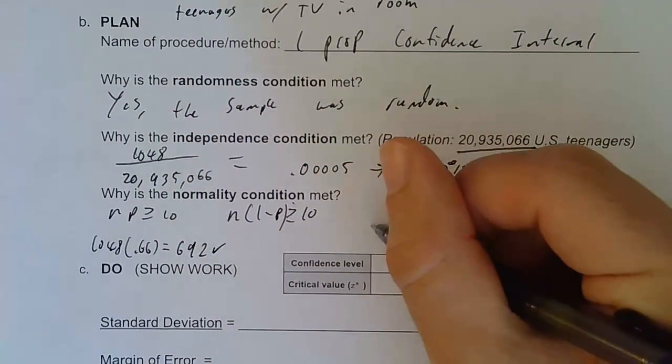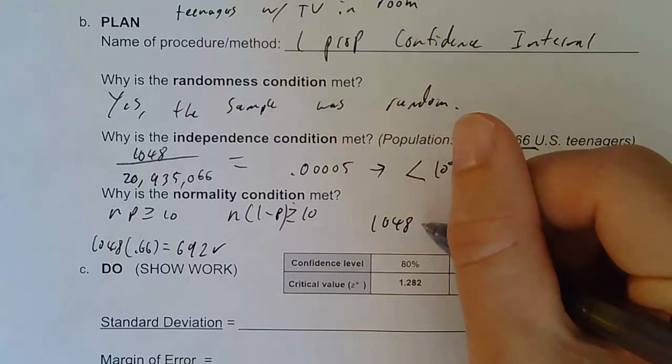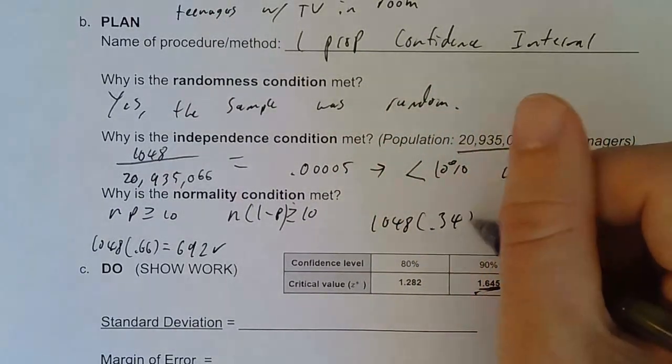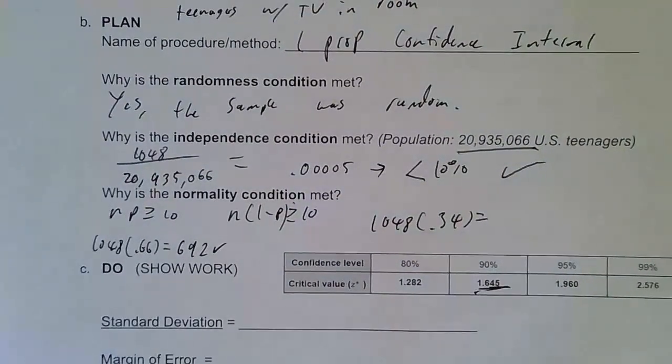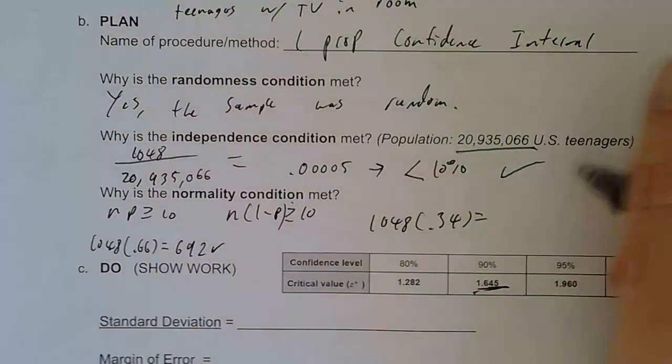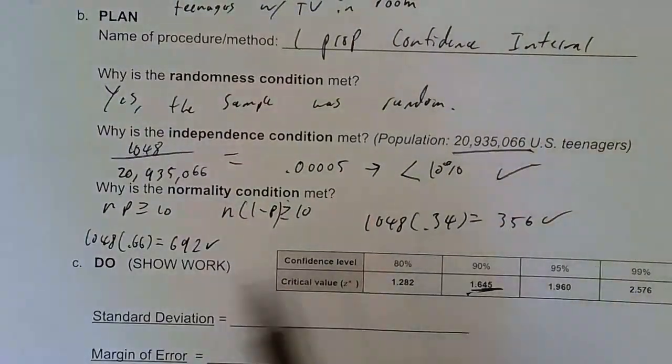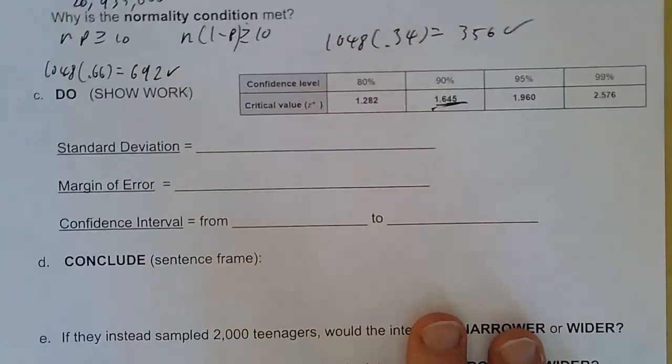And then n(1 minus p) will be 1048 times 0.34, which is 356. It's also fine, above 10, right? So you have to prove it to me that both are above 10. Good. Now that we've checked the conditions, now we can go to doing the work.